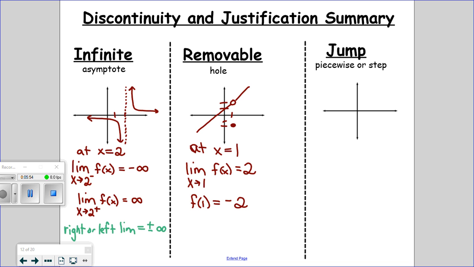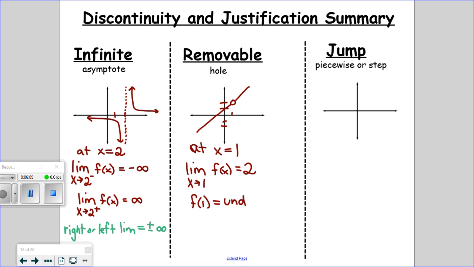Now I do want to give a second option on this one. What if I eliminated that dot? What if that dot just didn't exist? Would this still be a removable discontinuity? It would. And all that would change is that this would then say undefined or does not exist.